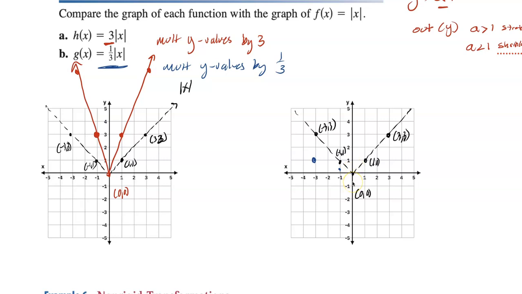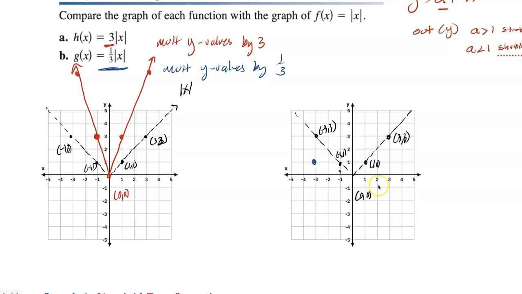0 times 1/3 is 0. 1 times 1/3 is 1/3. And then 3 times 1/3, the y value, is 1. So it looks kind of like this. Right, and that's a vertical shrink. We've shrunk it, we made it smaller. We crushed it down. So that's how those work.